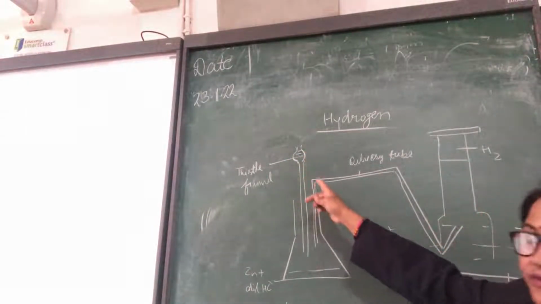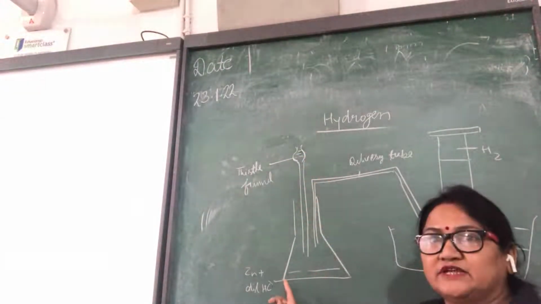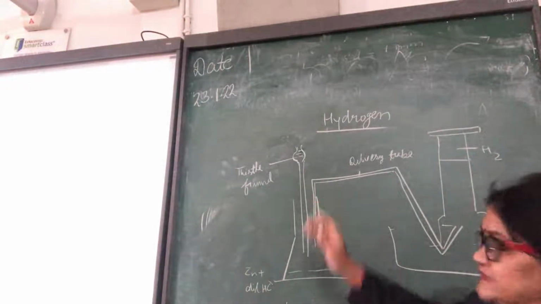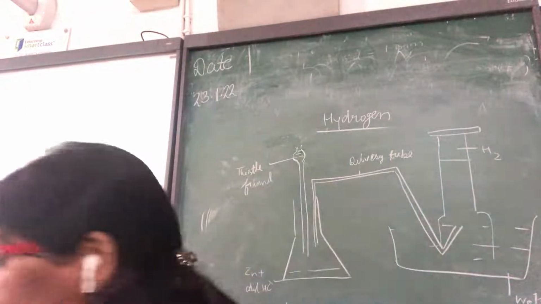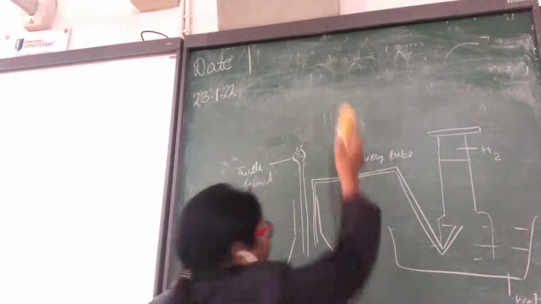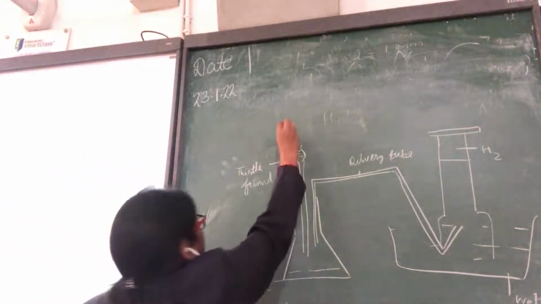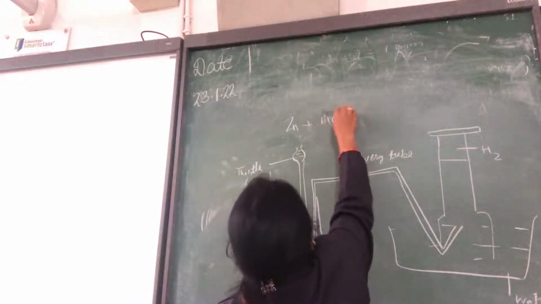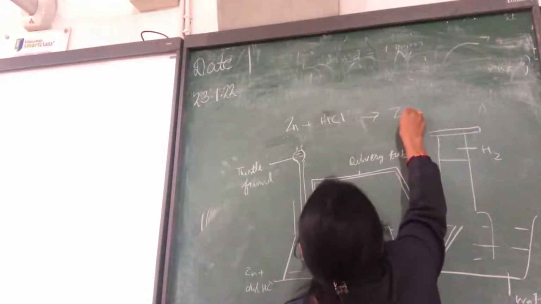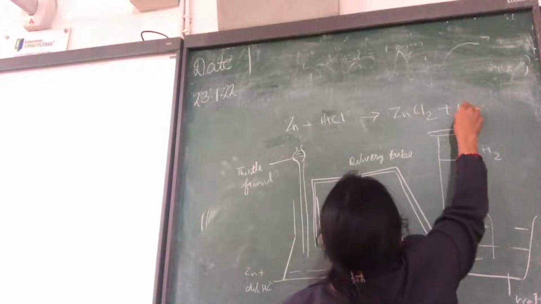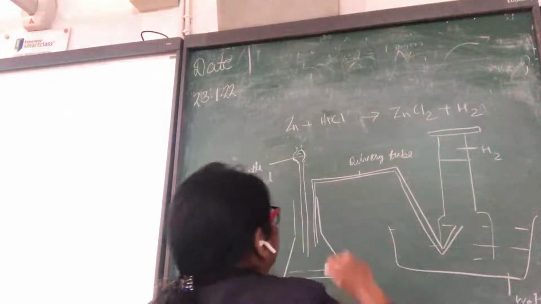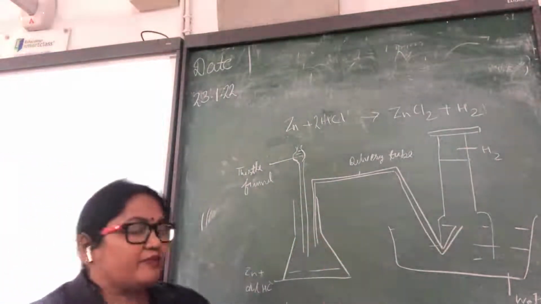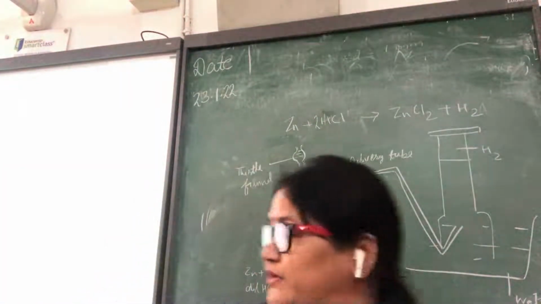When we pour the dilute HCl, zinc granules are already present in the conical flask. When these zinc granules react with HCl, they form hydrogen gas. The reaction will be in this way: Zn plus HCl will give ZnCl2, and hydrogen gas will be liberated. So in this way we can prepare hydrogen gas in the laboratory.